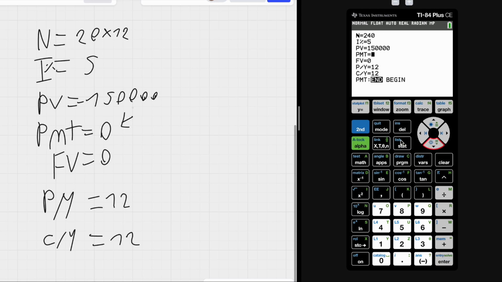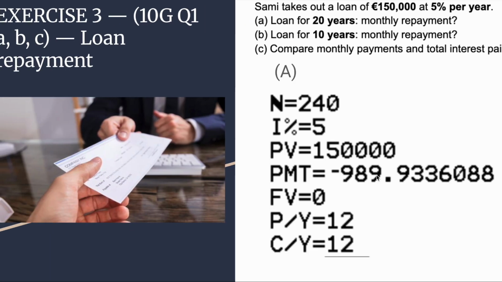We are gonna be able to find the PMT by selecting it and then alpha enter, and this says that the PMT is 989.933688. Let's see if this is correct. Yes, this is correct. So he is paying this amount each month to repay the loan of 150,000 pounds. The next question is monthly repayment for a 10 years loan.